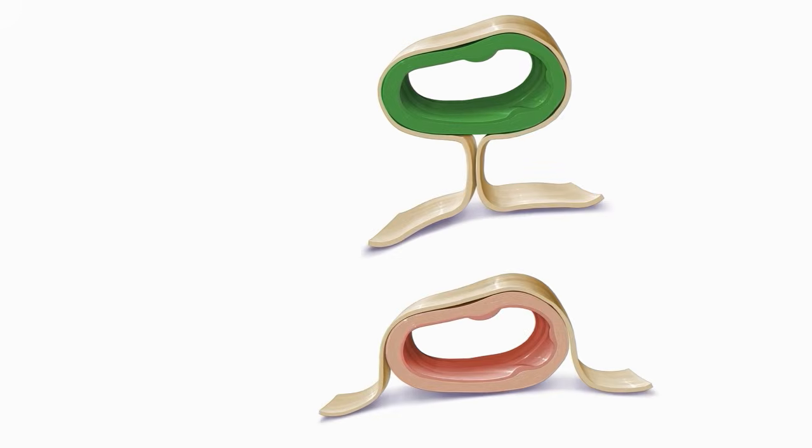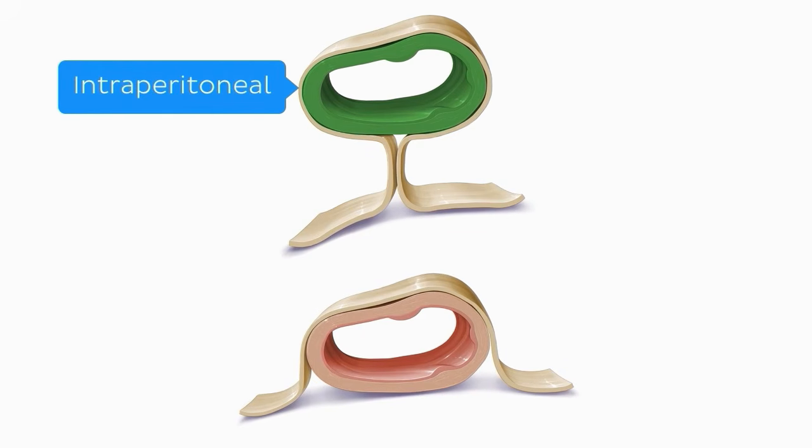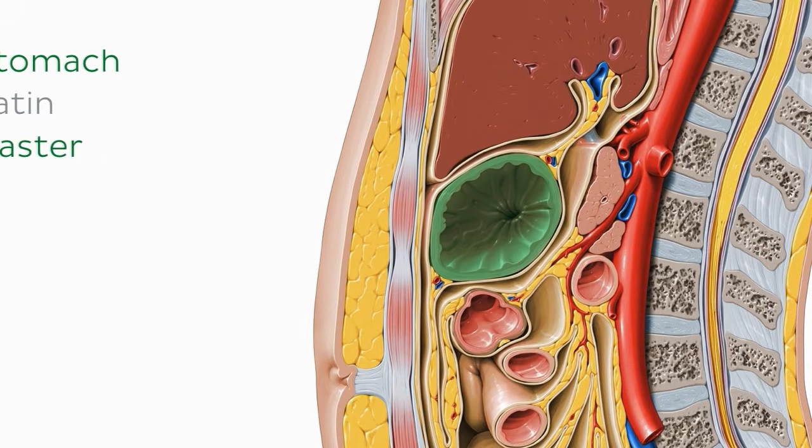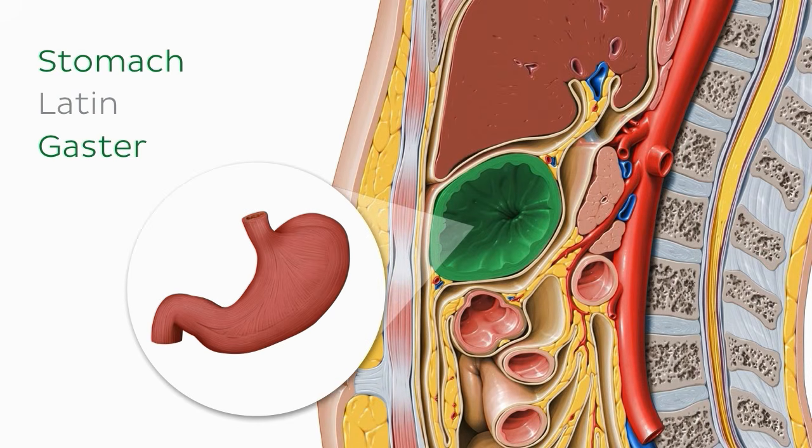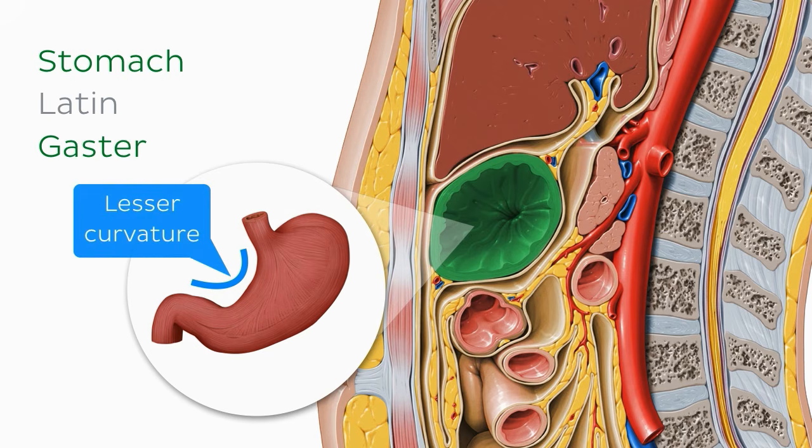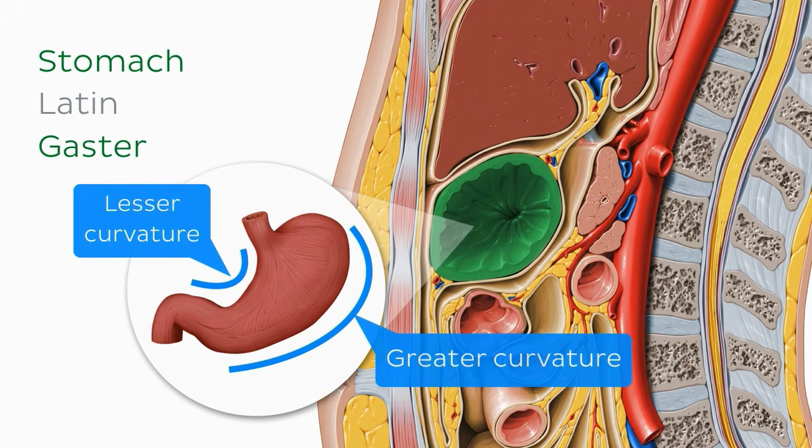Remember that the intraperitoneal structures are those that are completely encased by peritoneum. So this is the stomach. It's a hollow J-shaped organ that receives food from the esophagus as a bolus. In this illustration, we can see the stomach from a sagittal view, and the smaller part of the J is called the lesser curvature and is attached to the lesser omentum. The larger part of the J is called the greater curvature.